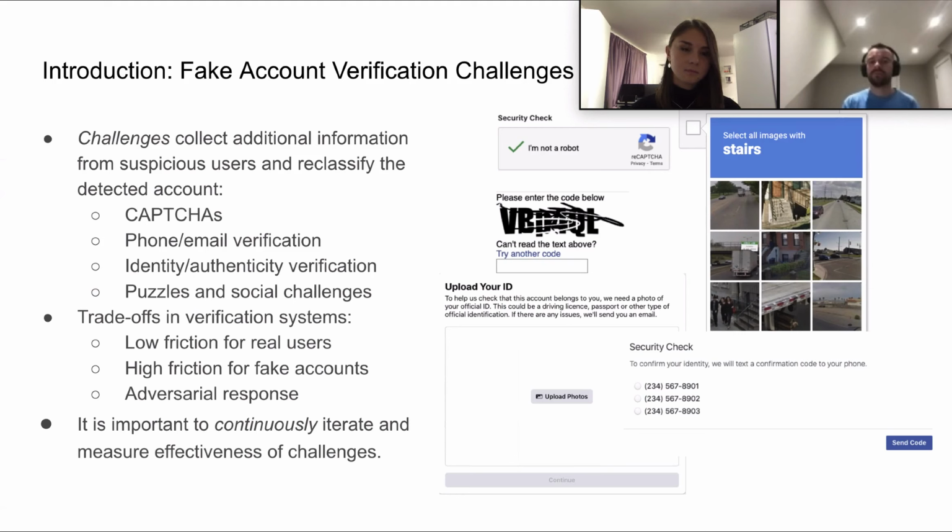Despite these advantages, attackers can adapt to overcome the friction posed by verification system challenges. In addition, increasing the friction of the challenge might affect real users and make it harder for them to recover their accounts. It follows that continuously iterating on the design of those challenges and being able to measure the effectiveness of iterations over time is an important component of improving fake account defenses.